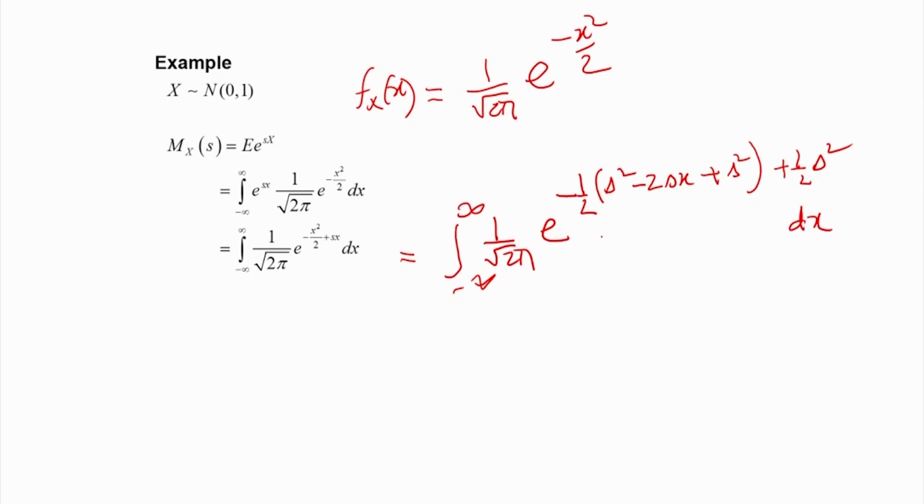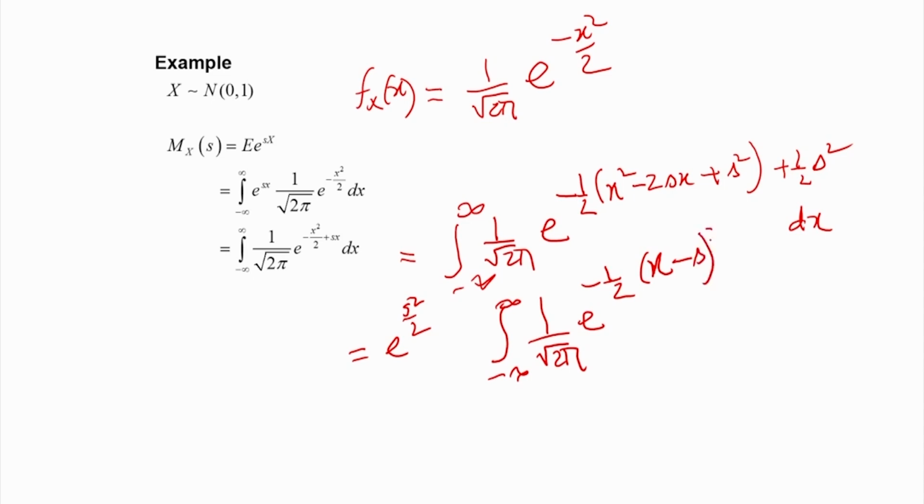Now, let us see, we can take e to the power half s square common. So, e to the power s square by 2, then the integration from minus infinity to infinity of 1 by root over 2 pi e to the power minus half of x minus s whole square dx.